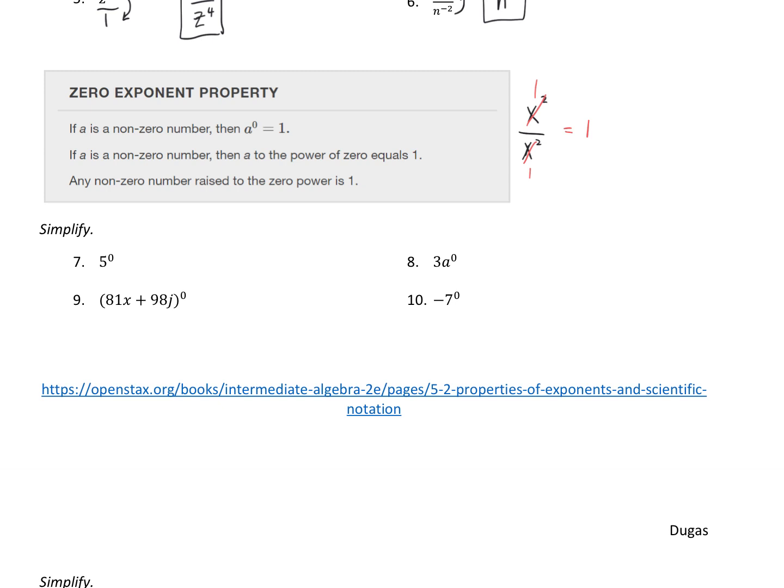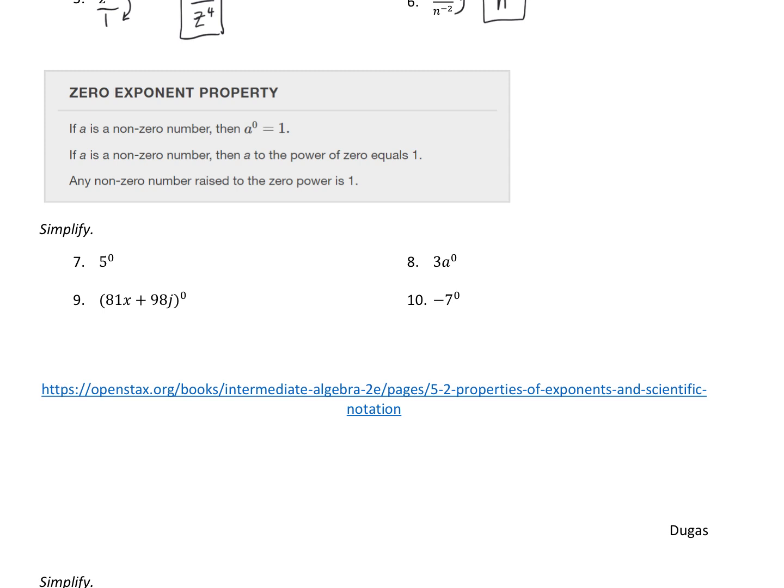You could also look at it using the quotient rule. So I could rewrite this as x to the 2 minus 2. 2 minus 2 is 0. So that means I got an answer of 1 and an answer of x to the 0. Those have to be the same. So anything to the 0 power is 1. And the reason is because really what that means, if it's to the 0 power, it means that you're dividing by itself. If you divide something by itself, you get 1. So anything to the 0 power is 1.